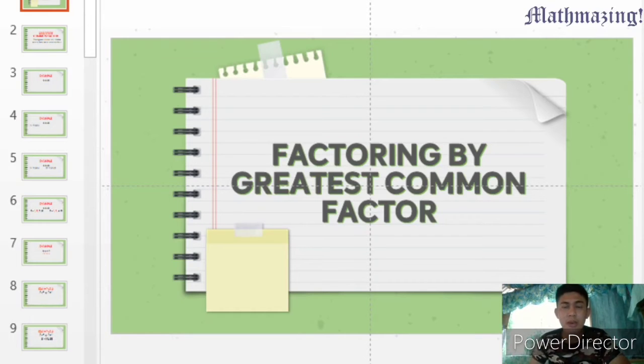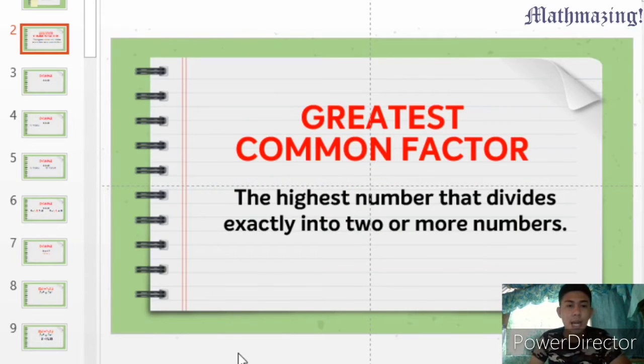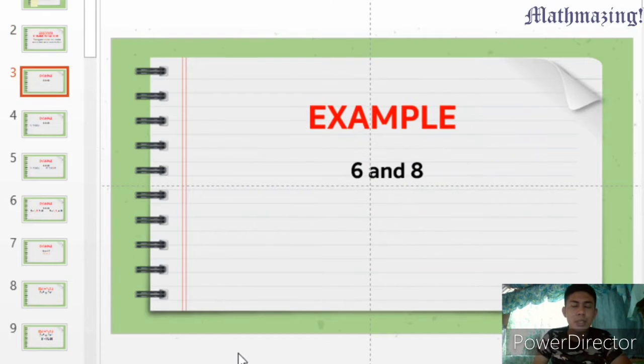So let's begin with the definition of terms. Pag sinabi natin greatest common factor, it is the highest number that divides exactly into two or more numbers. Ibig sabihin, ito yung pinaka-highest or pinakamataas na number na pwede makapag-divide sa ating given na numbers. So example, ang given numbers natin is 6 and 8.